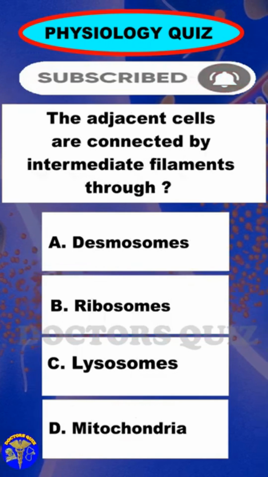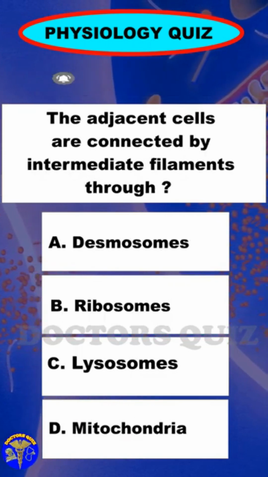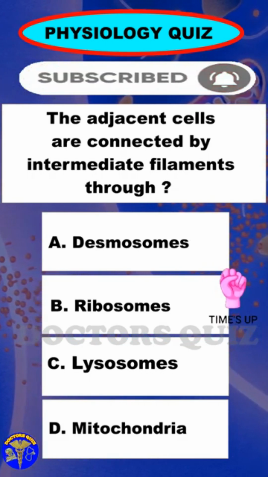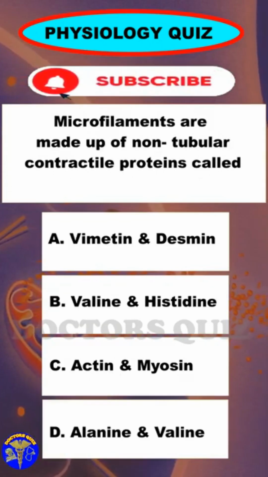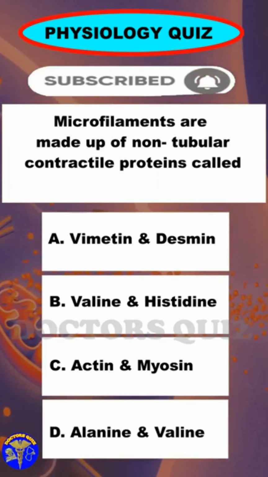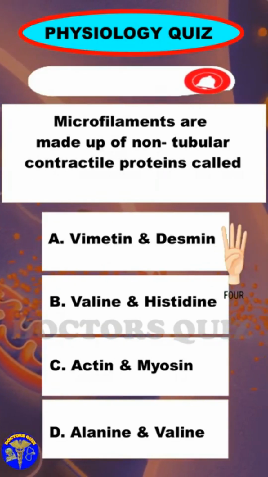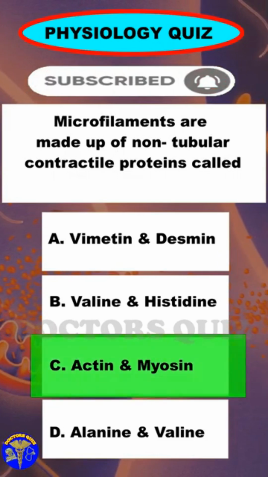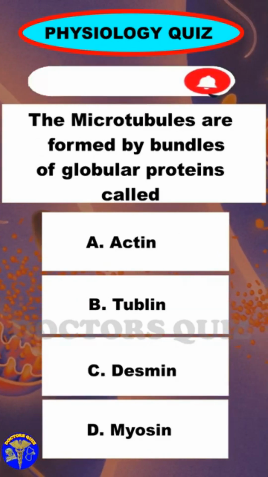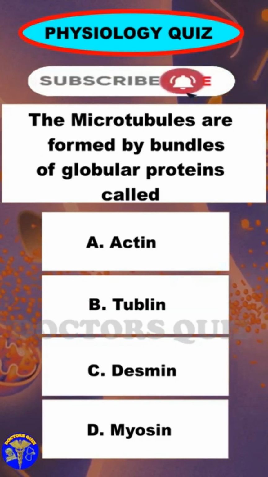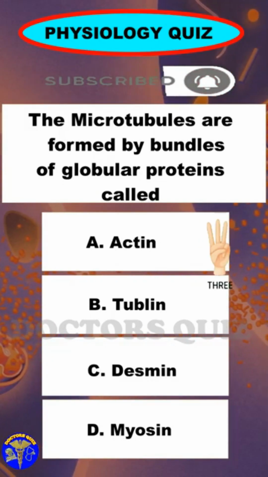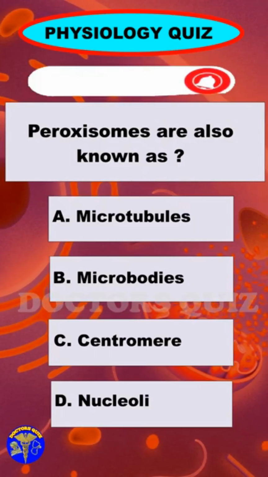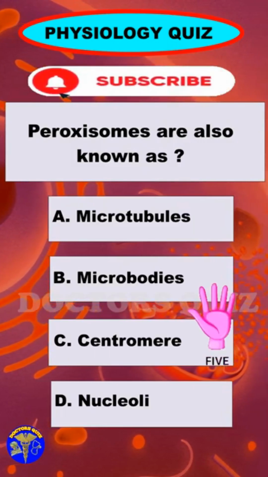The inner membrane of mitochondria is folded in the form of shelf-like inward projection called cristae. The adjacent cells are connected by intermediate filaments through desmosome. Microfilaments are made up of non-tubular contractile proteins called actin and myosin. The microtubules are formed by bundles of globular protein called tubulin.